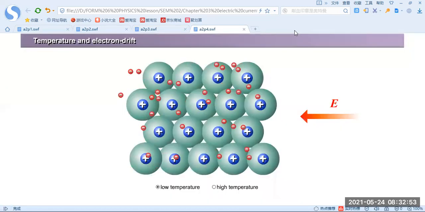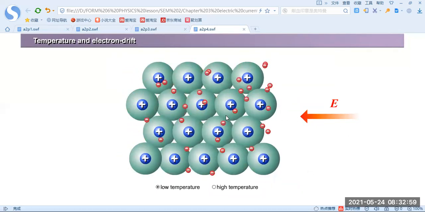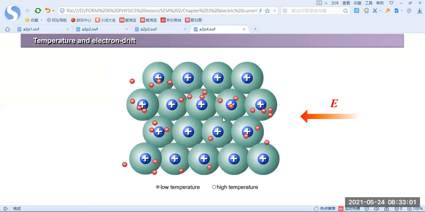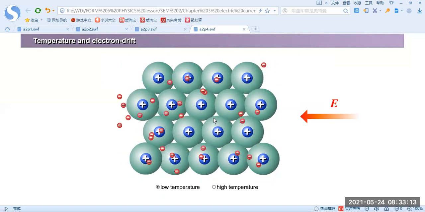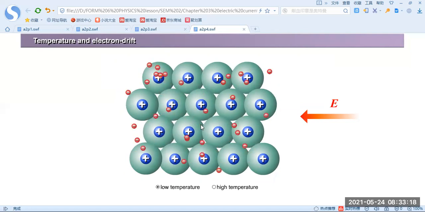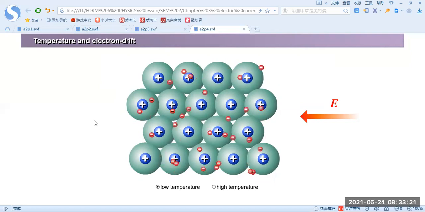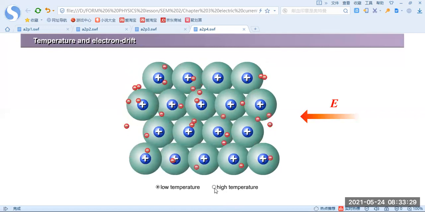Let's observe again. How about the temperature? So the electric field is still in the same direction, right to left. And the negative charge always moves in the opposite direction to the electric field with a velocity. We call that the drift velocity. At low temperature, the charge moves with a certain velocity. How about the temperature? I'm going to increase the temperature.